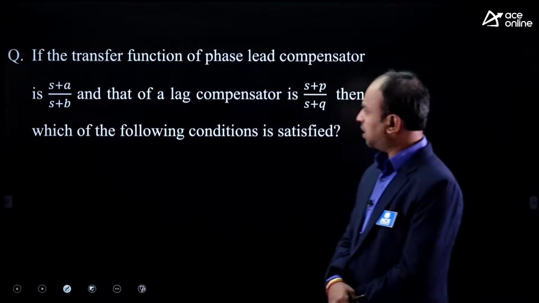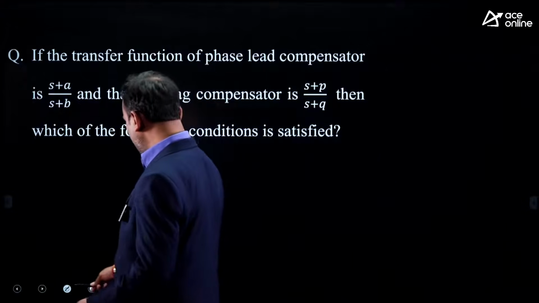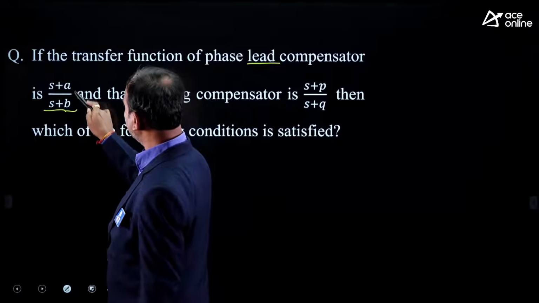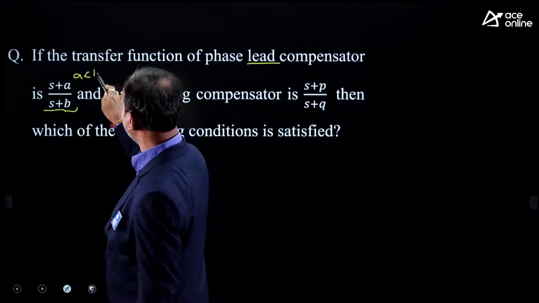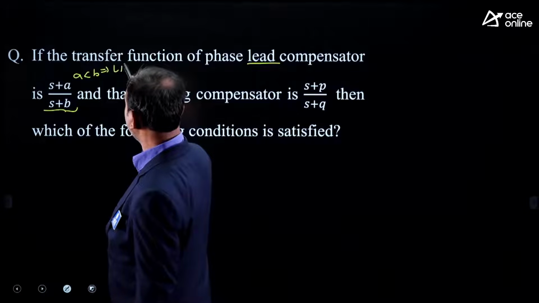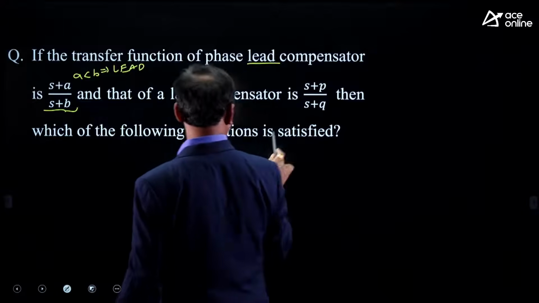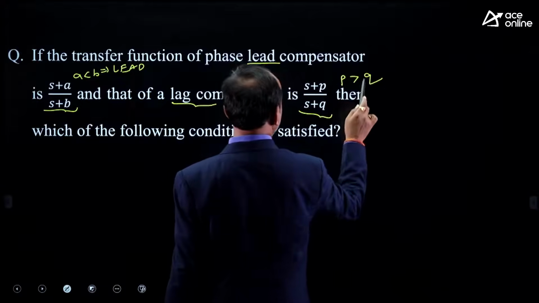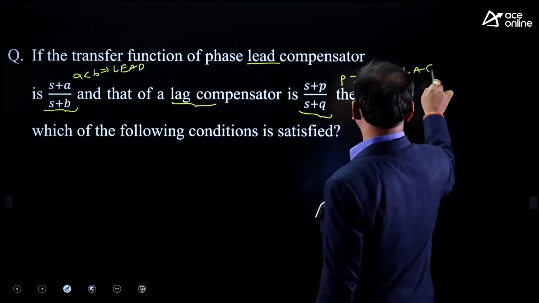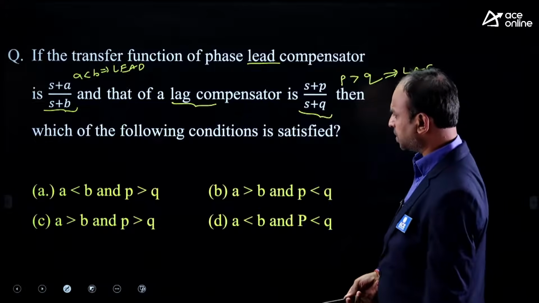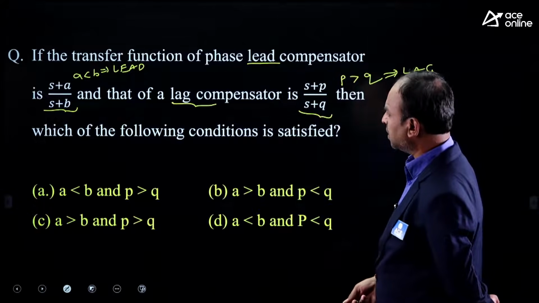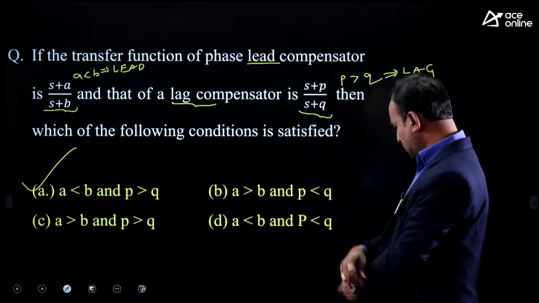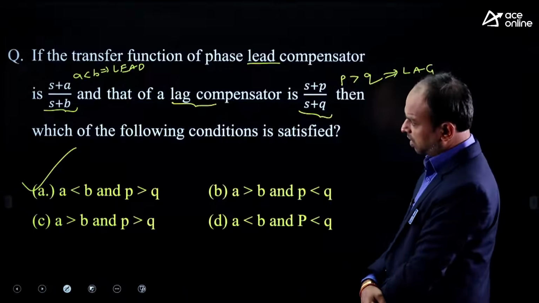One more point: lead compensator and lag compensator. For the lead compensator, the transfer function is given. For lead, the numerator part is less than the denominator. For lag, the numerator is greater than the denominator, then it becomes lag here. Which of the following options is correct? A less than B, P greater than Q. No doubt, option A is the correct answer. It is also a most expected question here.